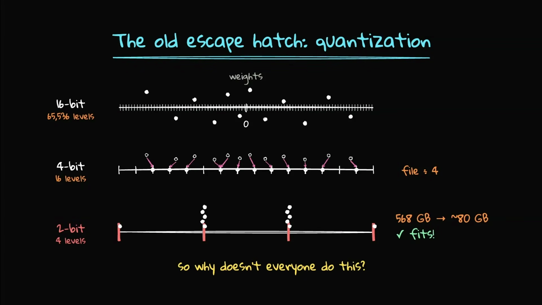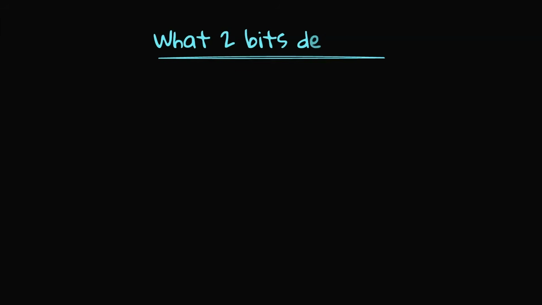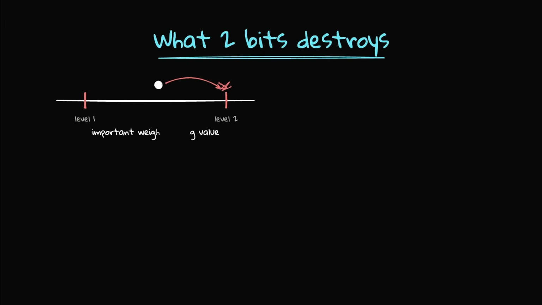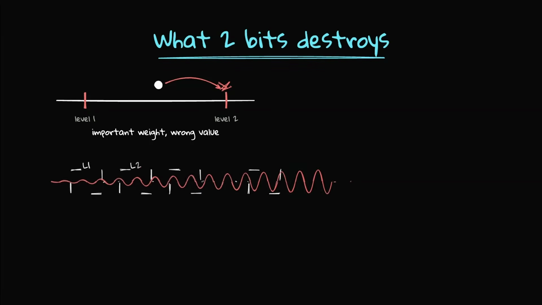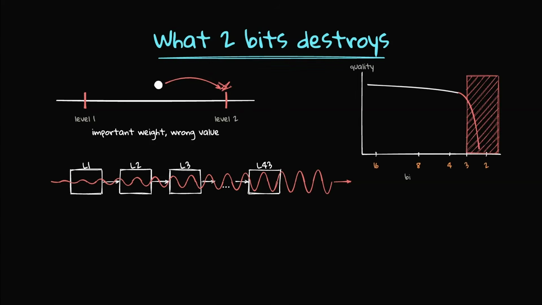So why doesn't everyone just do this? Because precision is not free. Here's what actually happens when you try to squeeze it too hard. Some weights matter more than others. When an important weight gets snapped into the wrong level, the layer now computes a slightly wrong answer. And a transformer is deep. The slightly wrong answer feeds the next layer and the next, which means errors are going to compound. You can see it in the quality curve.